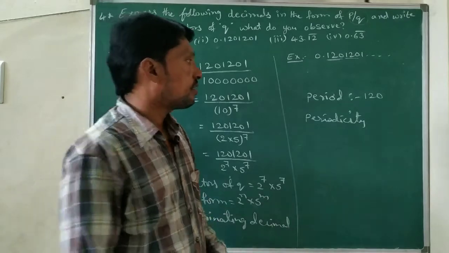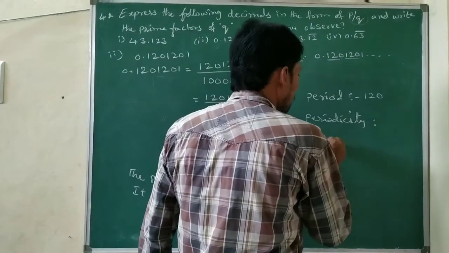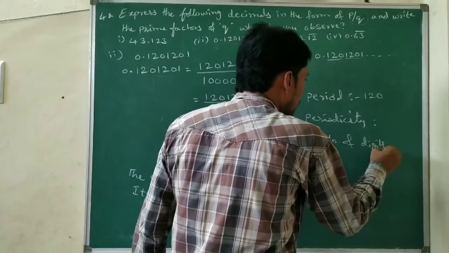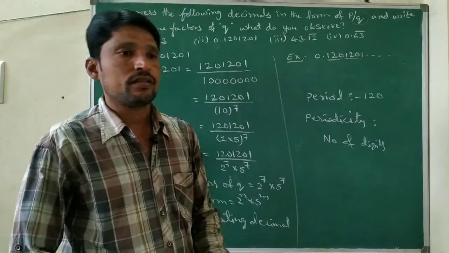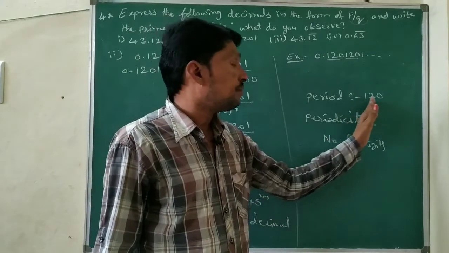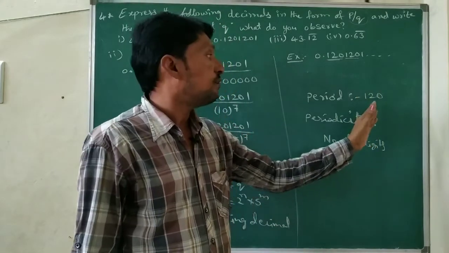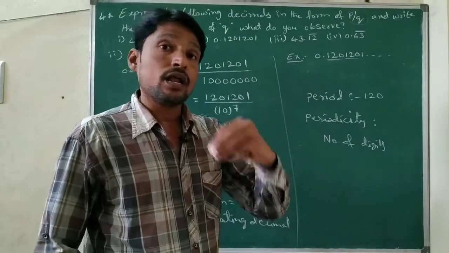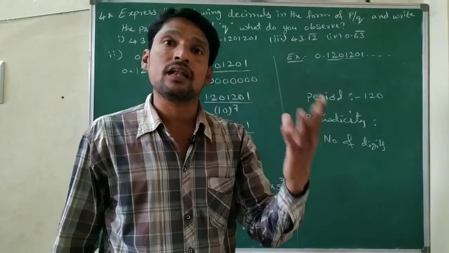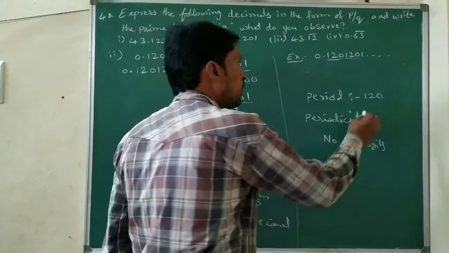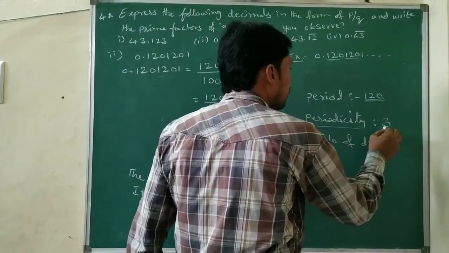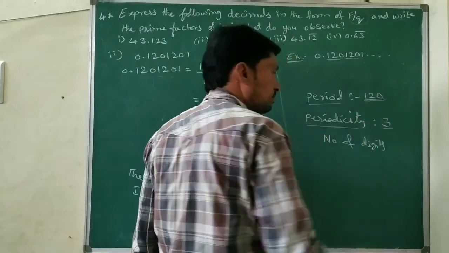Now, what is periodicity? The number of digits in a period of non-terminating repeating decimals is called periodicity. How many digits are repeating? That number we need to write. Here 3 digits are repeating, so periodicity is 3 and the period is 120.